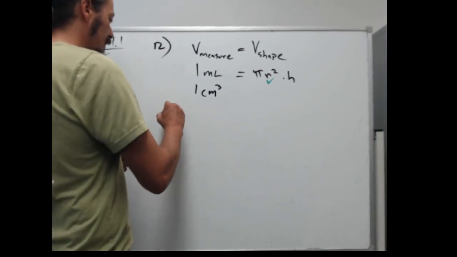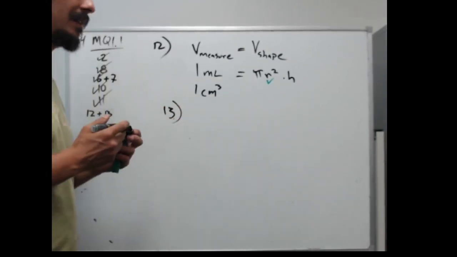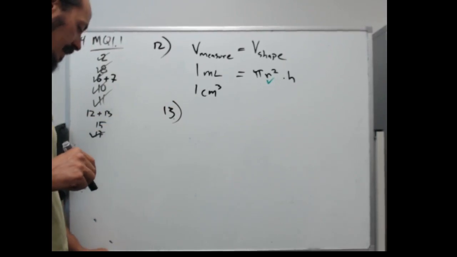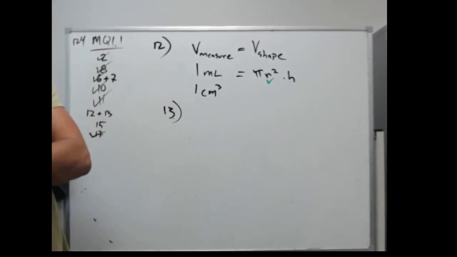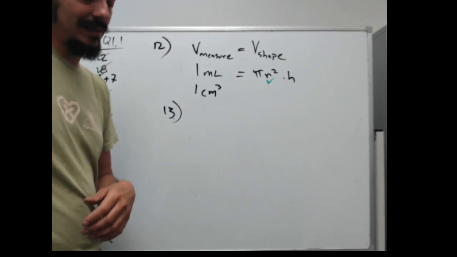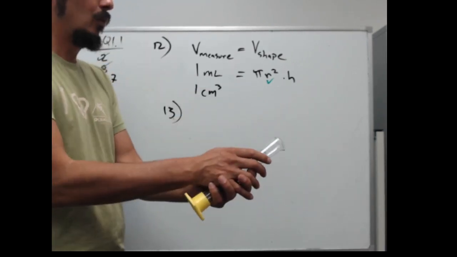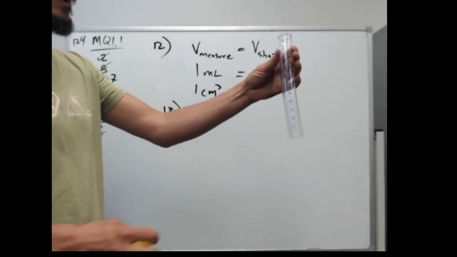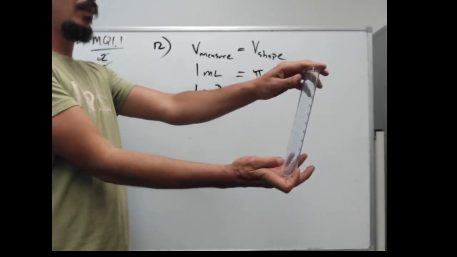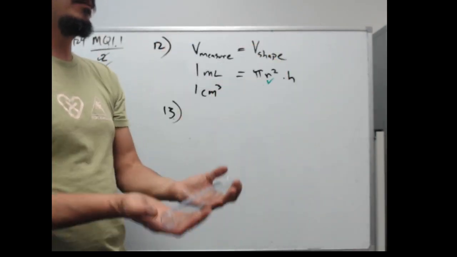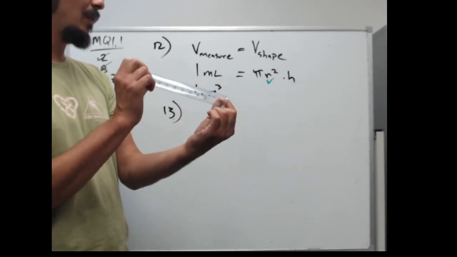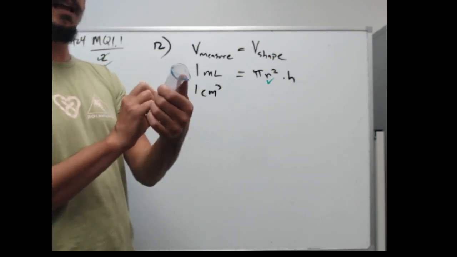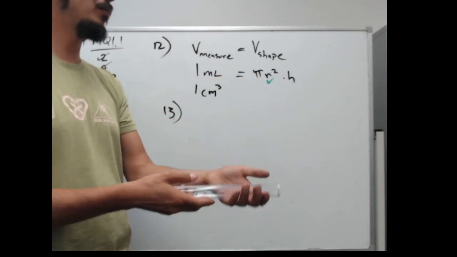Now, 13 is a bit trickier. So what I'm going to do for 13 is give you the part that most people have trouble with, and then I'll let you work on it for a little bit. Number 13 asks: we've got this tube of glass. How much does the tube of glass weigh? It gives you the density of glass, the inner diameter, the outer diameter. How much does this tube weigh?